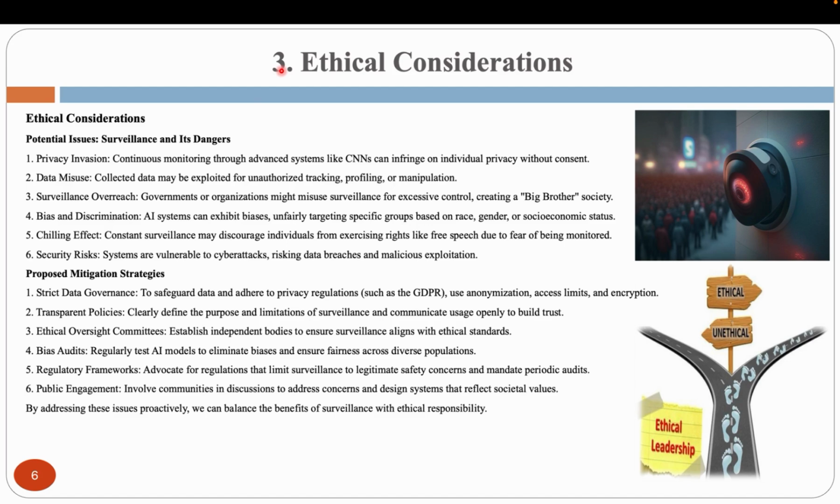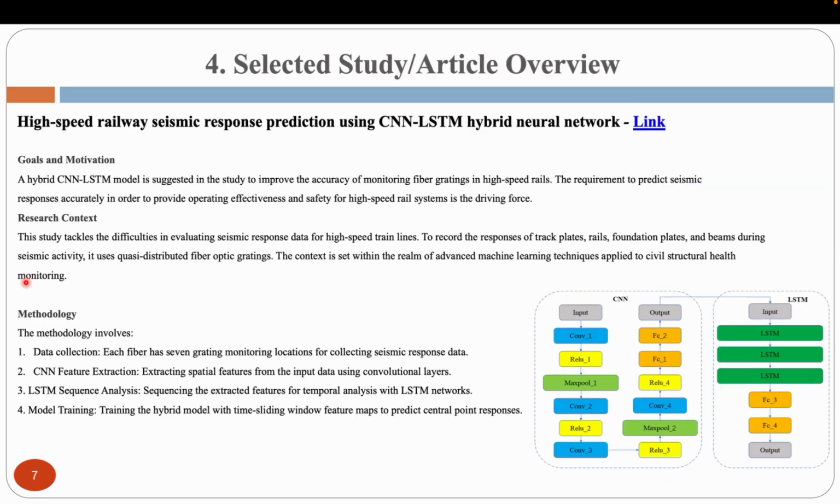Yeah, moving to slide number 6. Here I will be talking about the key ethical issues. First we have privacy invasion, then data misuse. It can be due to the ethical issues, and we have many ethical issues as we can see here: security risk and bias audit, and there are many other things.